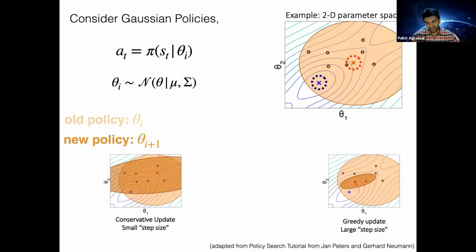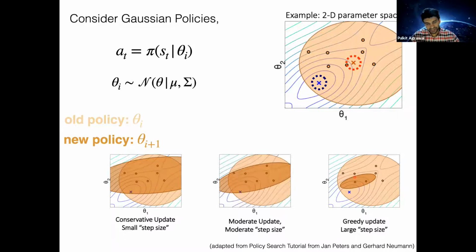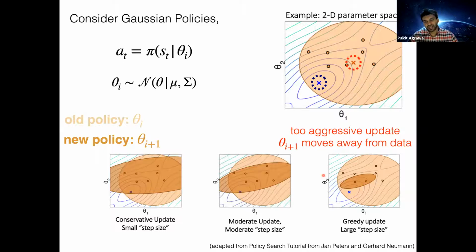In this case, it is getting far away from some of the data points which we evaluated. Versus something in the middle, which is converging much faster than the conservative update on the left, but is also capturing all the data points that we have, which is better than what might be happening if we take a large step size. When we are taking a large step size, which means that our update is very aggressive, that typically leads to a problem that my new parameter vector is far away from data.